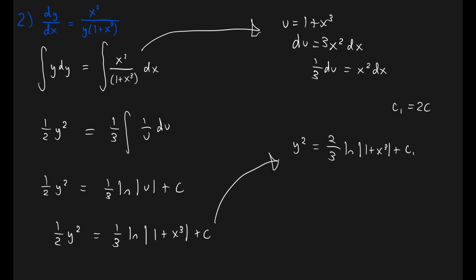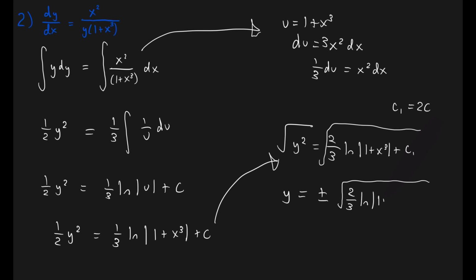Now we're going to take the square root of both sides to get our final solution to the differential equation. So square root of both sides, and that's going to give us y is equal to plus or minus the square root of 2/3 the natural log of the absolute value of 1 plus x cubed plus c1. And that's our final solution to the second problem. So you see, we might have had to do a little bit more calculus, but the same idea of separating the variables and integrating both sides still remained in solving this differential equation.